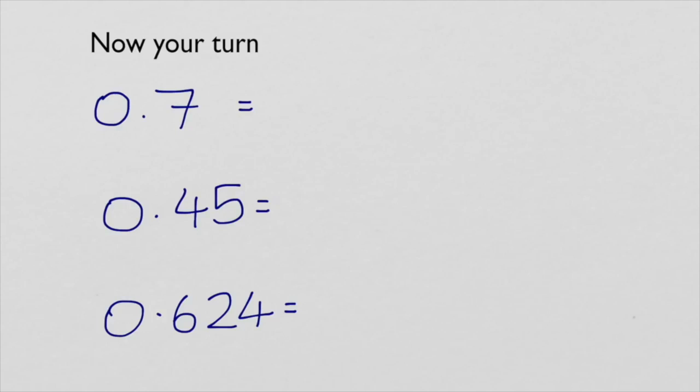Okay, so let's have a look at the first one. 0.7, there is one number after the decimal point, so I know that the bottom number will be 10 in the fraction, and I just write the number on the top, which is 7/10, and I can't simplify that any further.